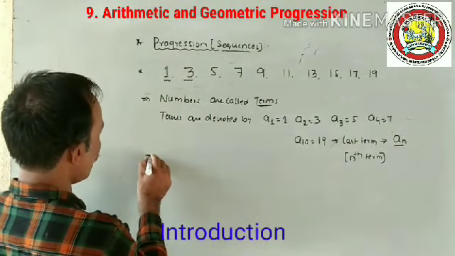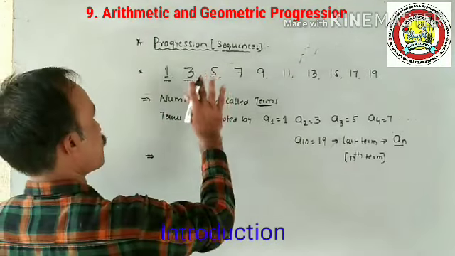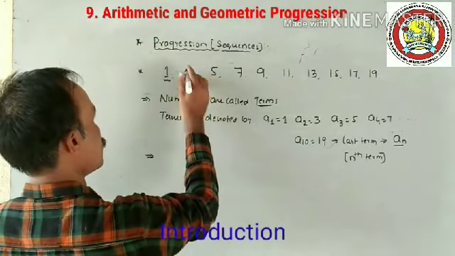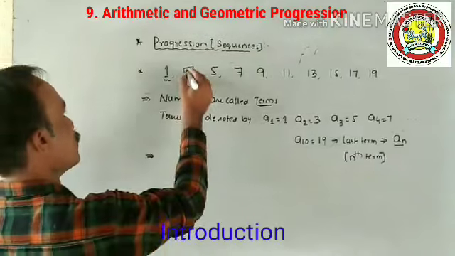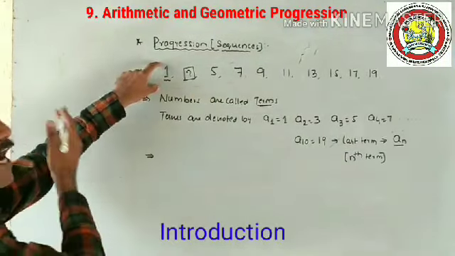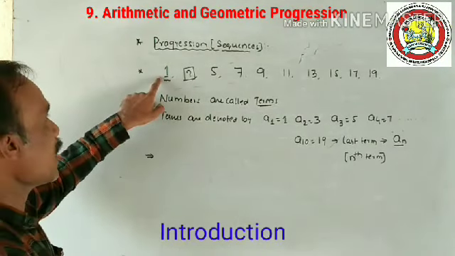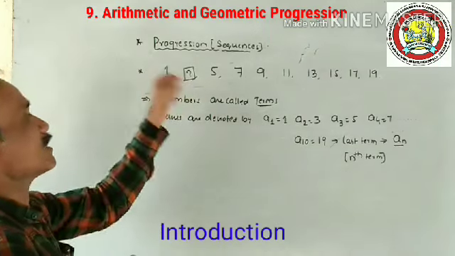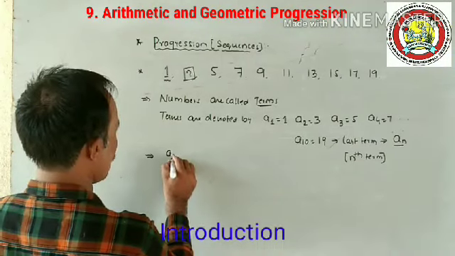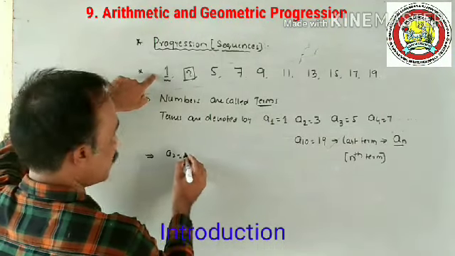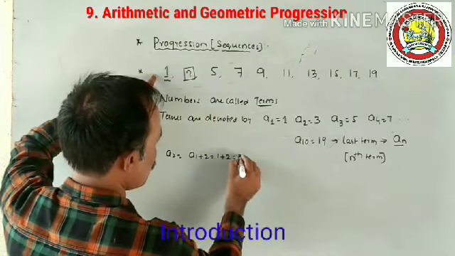Now, why is it called progression? See the definition here. Suppose we don't know this 3, the second term. We have to fill it. Its preceding term, meaning the term behind it, is 1. By adding 2 to its preceding term, we get the term. That is a2 is equal to its preceding term a1 plus 2. What is the value of a1? 1 plus 2 is equal to 3.